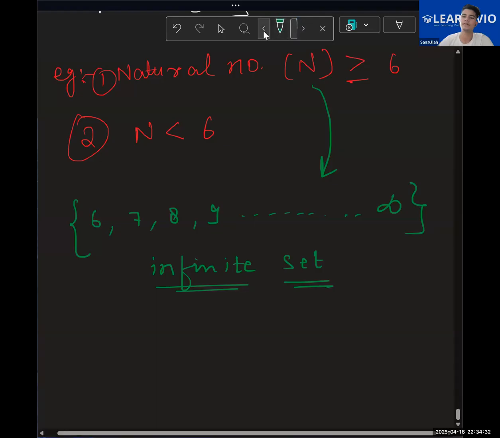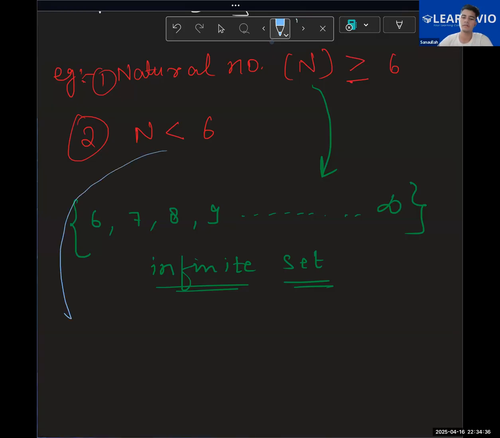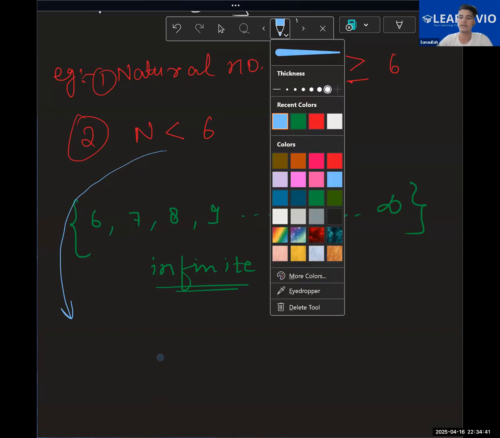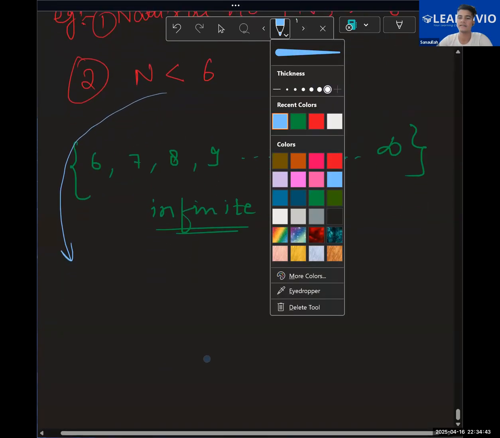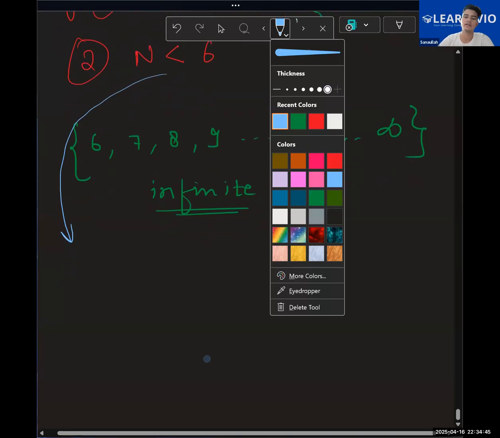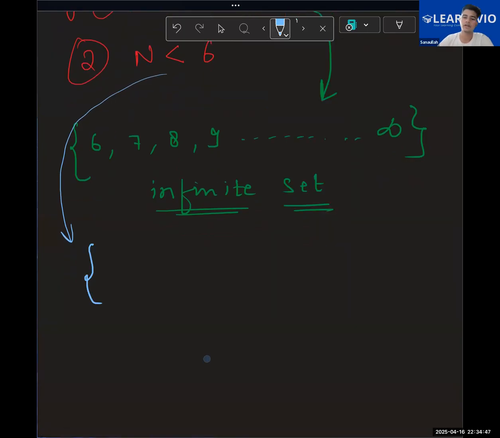if I talk about the second one, in that n is less than 6, what does it mean? That n is a natural number, okay? n is a natural number less than 6. So can you tell me the elements inside the set that are natural numbers and less than 6? Sir, 1 to 5. 1 to 5. Adya?